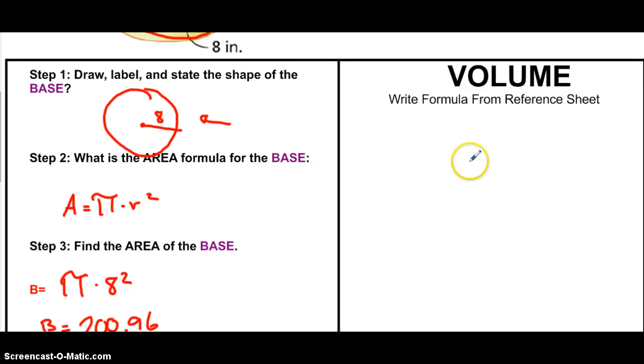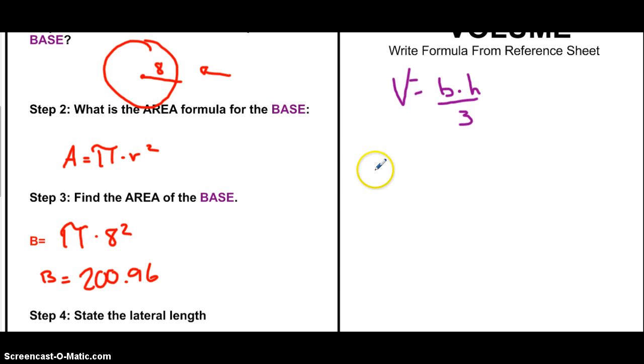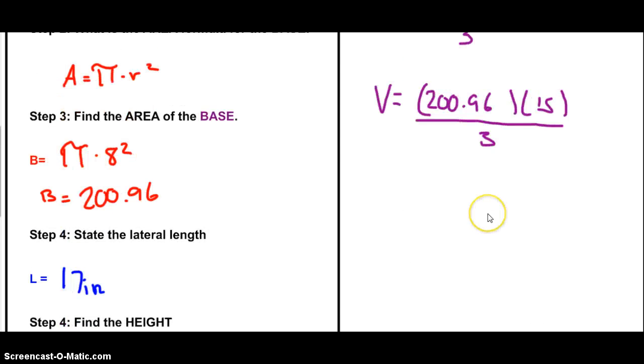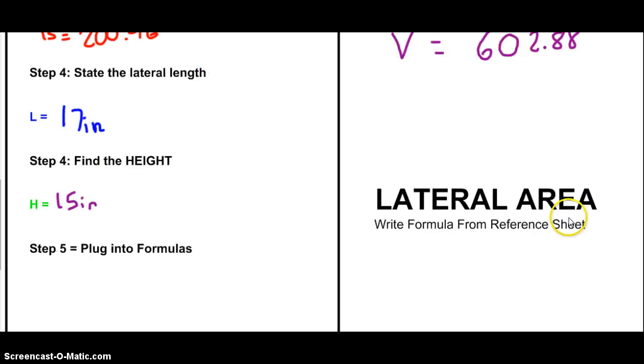Now all we have to do is plug everything into our formulas. So we're going to look up our formula from the reference sheet in the back. We find out that volume is equal to the base times the height divided by 3. So we're going to plug everything in. The volume is equal to 200.96 times our height, which is 15, and all of that divided by 3. From here we're just going to plug it into the calculator. So our volume is equal to 602.88.